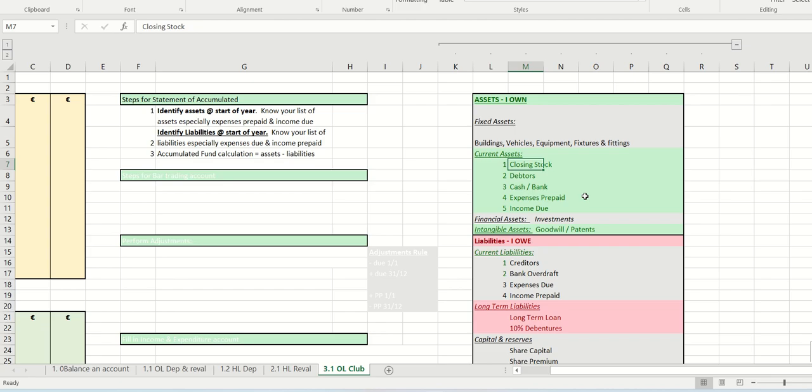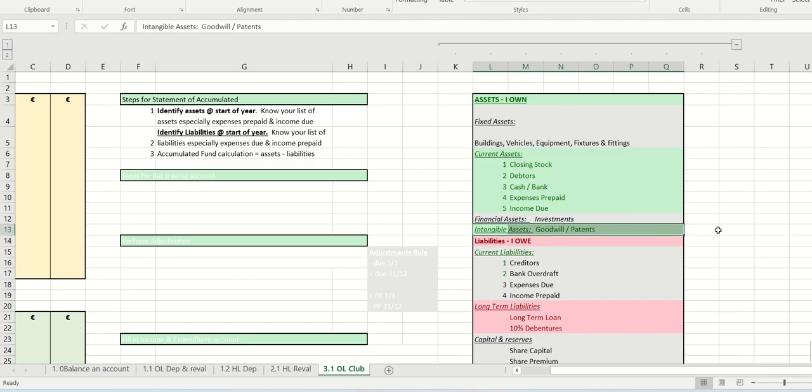And income due in a club account is generally going to be subscriptions that are due. We might have subscriptions for a gym or something like that that might be due. In a club account, it would be subscriptions that are due or owing. Then we have our financial assets. These are typically investments where I'm investing my club money and I'm trying to get interest on it as a source of income. But my investment itself is a financial asset.